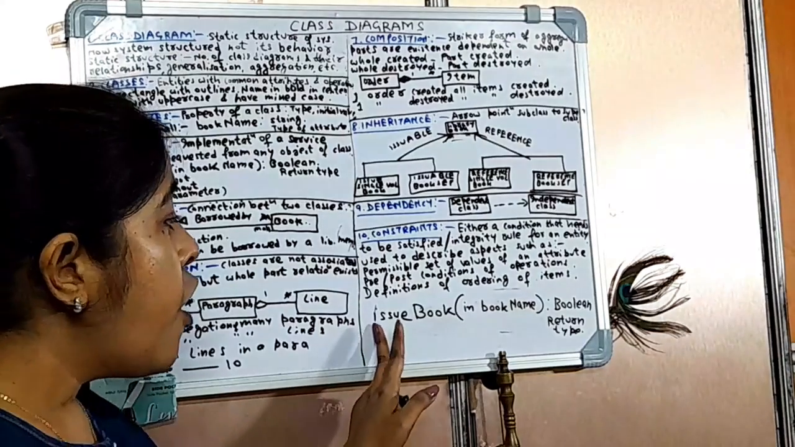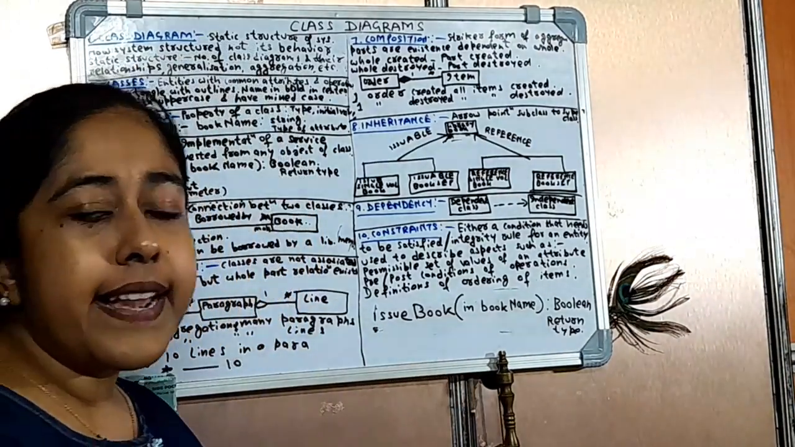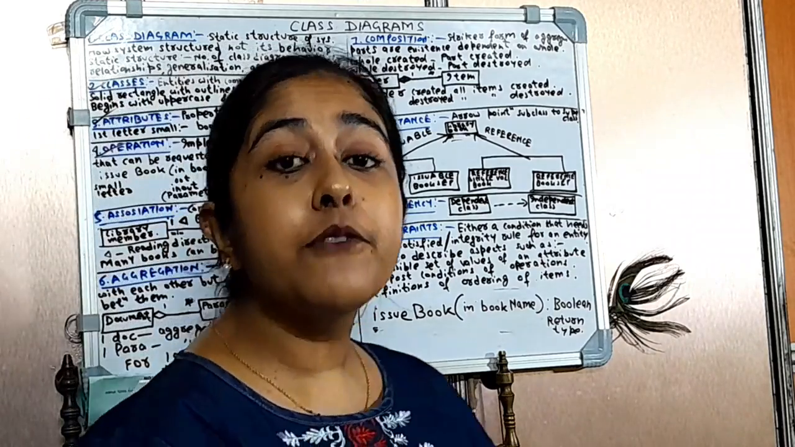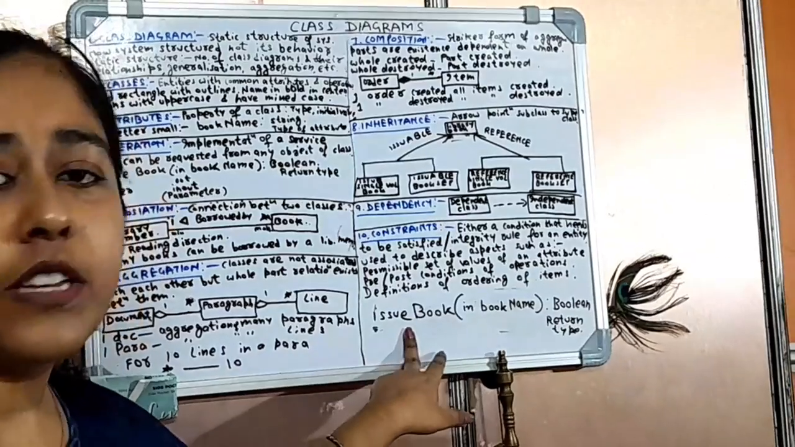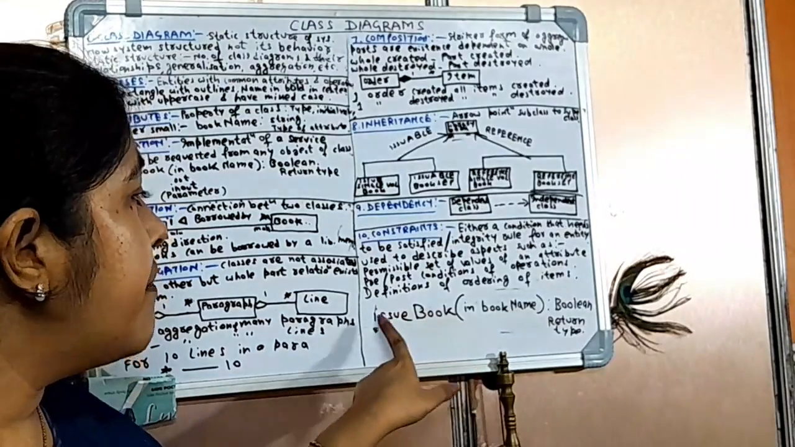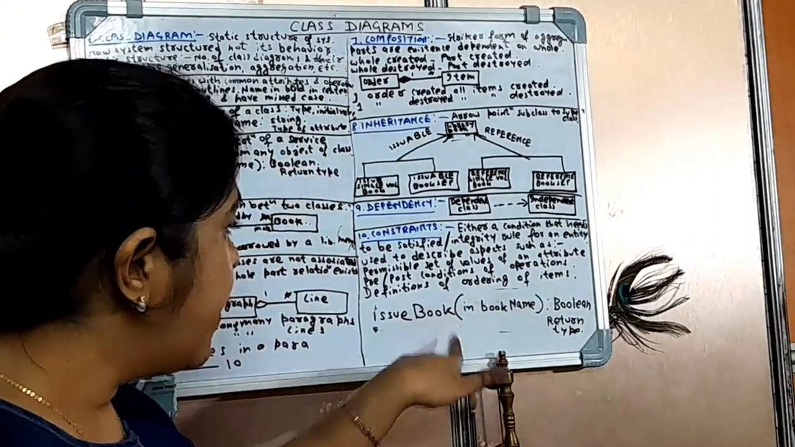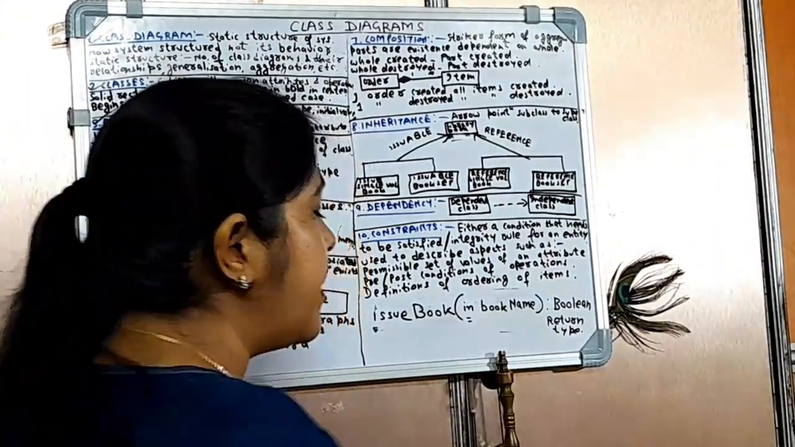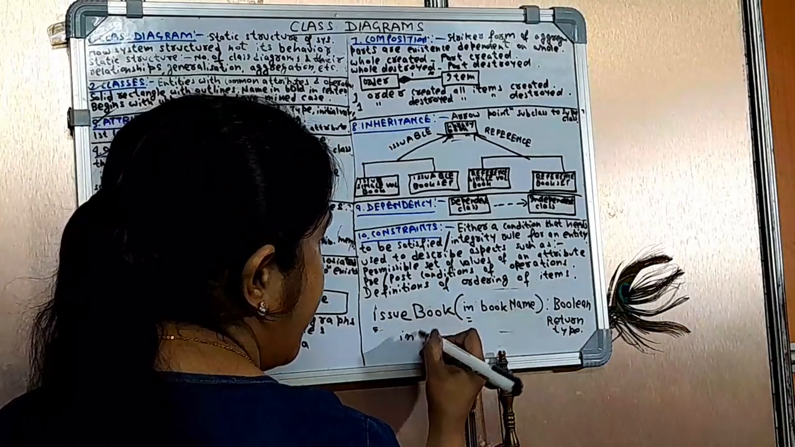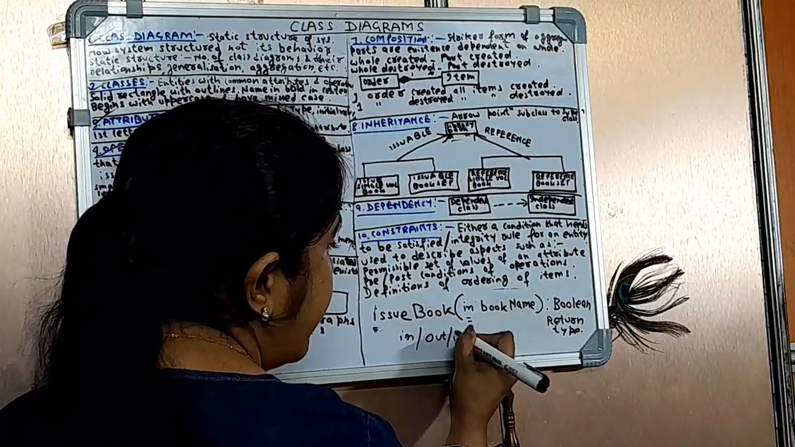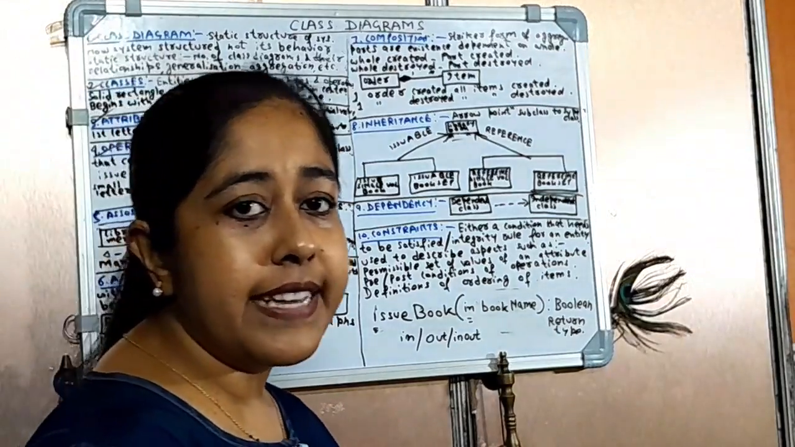What is the syntax? First I will write the name of my operation, what kind of function I am going to perform, or what kind of service I am going to deliver. What service am I going to deliver? That is issuing a book. So this whole name will start with a lowercase letter, right? Then we have to write a parameter. There can be three kinds of parameter: in, out, or in out. So these are the three kinds of parameter which can be used here.